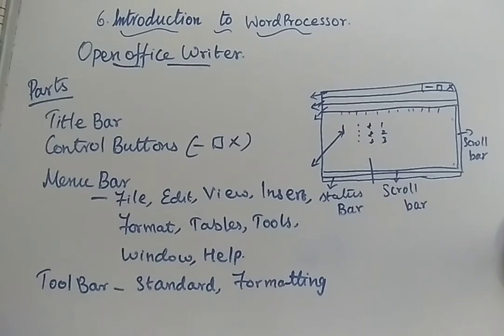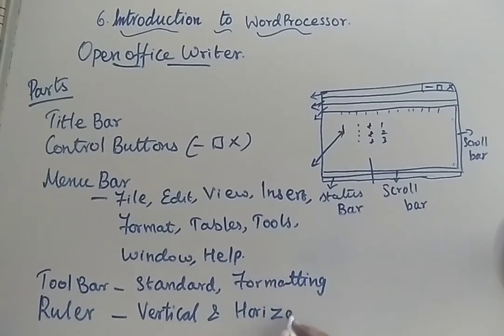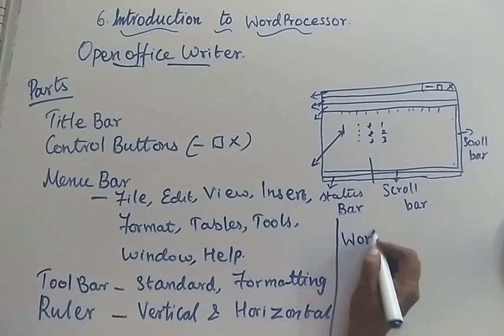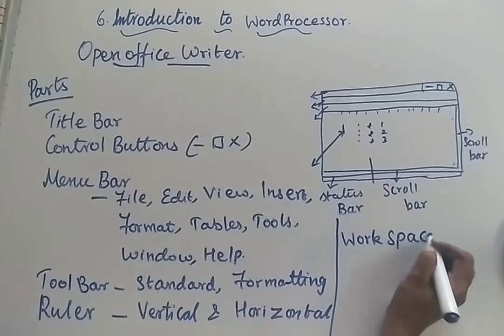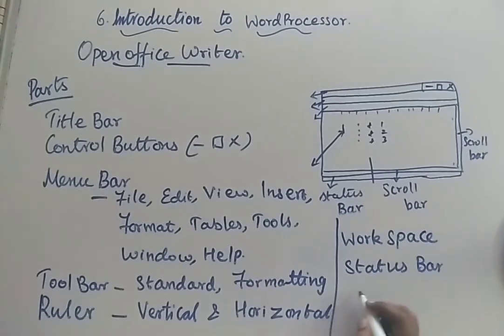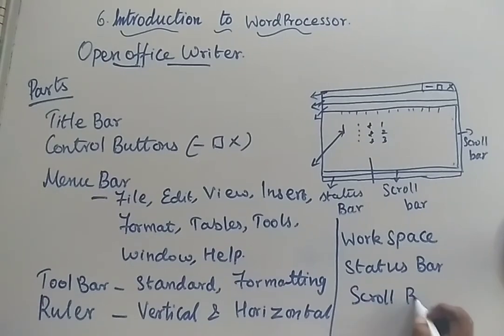Next, what else have we discussed? We have discussed your ruler. Here you have vertical and horizontal. And the next one we have discussed is your workspace. Next is your status bar, and next is your scroll bar. So these are the parts of the window. Which window? The OpenOffice Writer window.